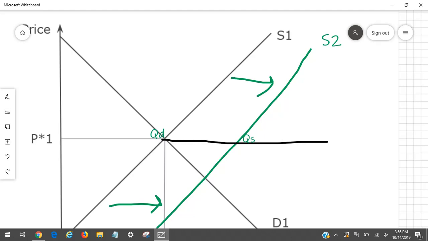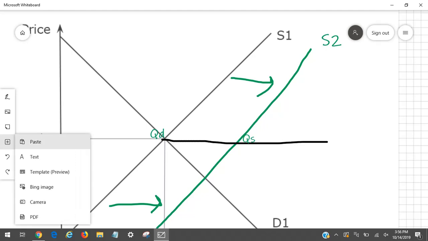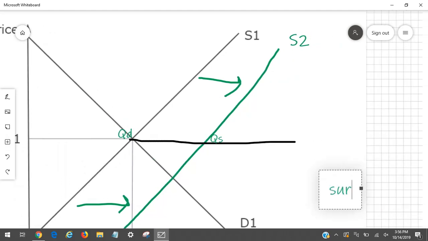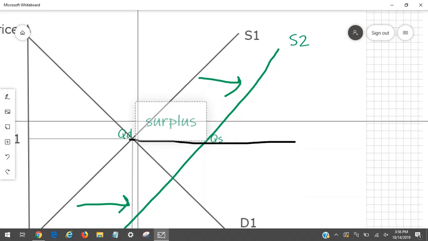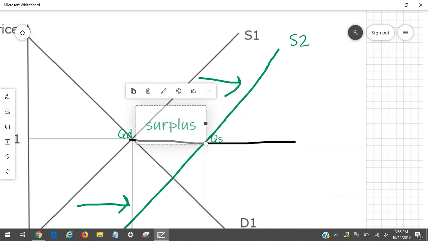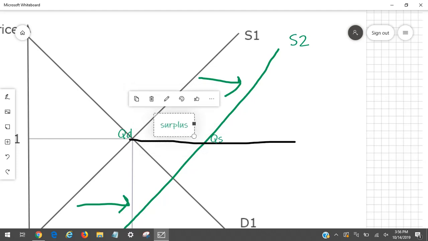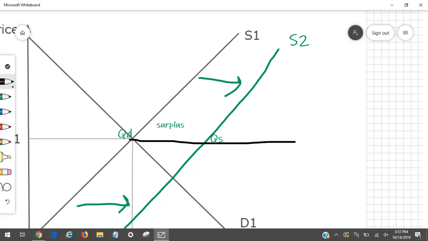So QS is greater than QD. So I have another case of a surplus. QS is greater than QD, so I have a surplus. More people want to sell chicken at that price than people want to buy at that price. Okay, we know that surpluses put pressure on the price of a good to decrease or drop.